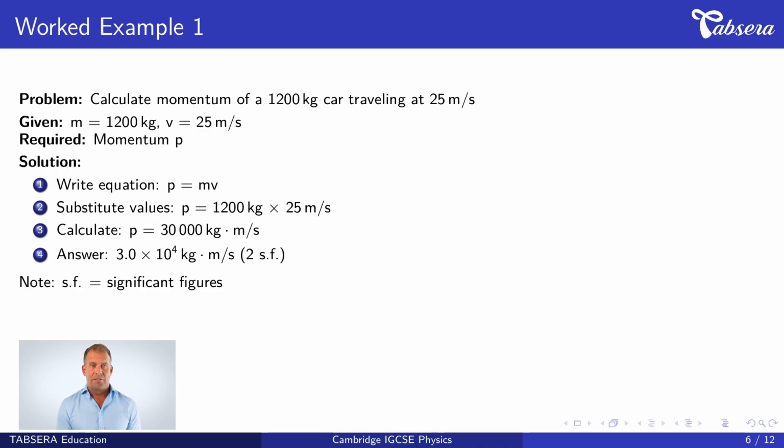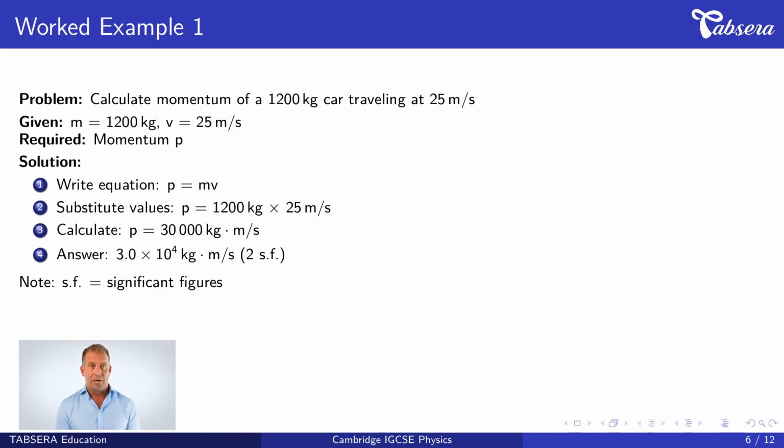Let's work through our first example. The problem states, calculate momentum of a 1,200 kilogram car traveling at 25 meters per second. We are given mass equals 1,200 kilograms and velocity equals 25 meters per second. We need to find momentum P.